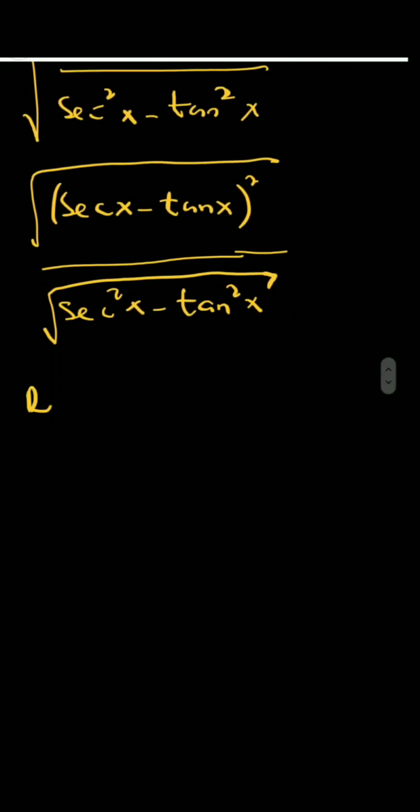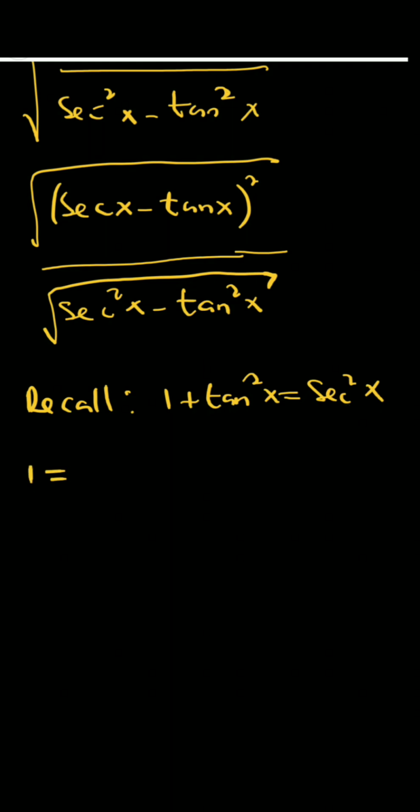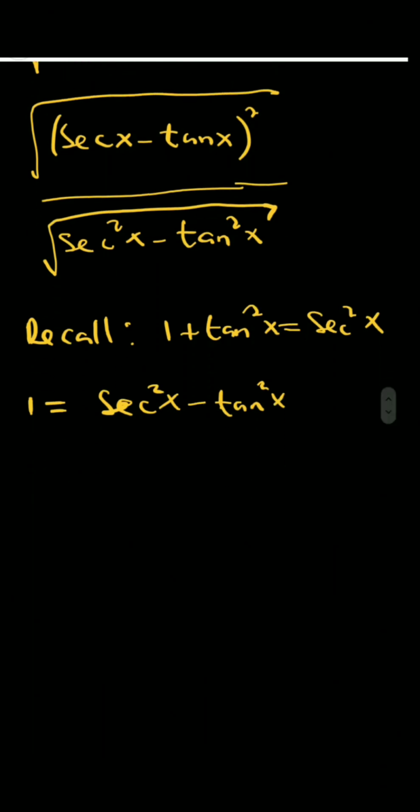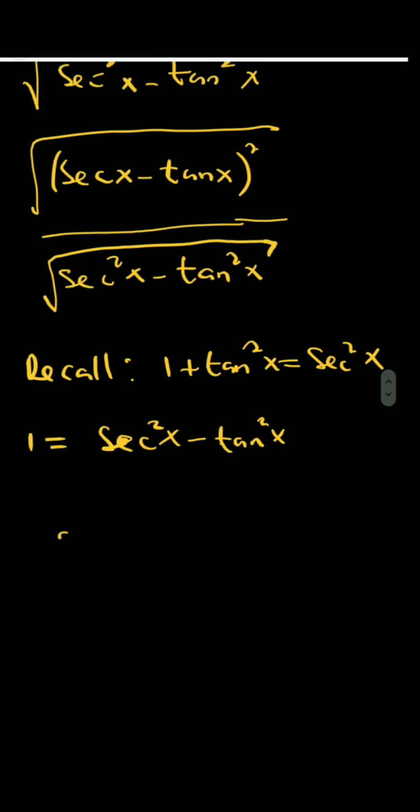Now from trigonometric identities, if you have 1 plus tan squared x, what you're supposed to get is sec squared x, and subtracting tan squared x from both sides of the equation, you get 1 equal to sec squared x minus tan squared x. So this is what we're going to substitute on the denominator. So sec squared x minus tan squared x will be substituted by 1.